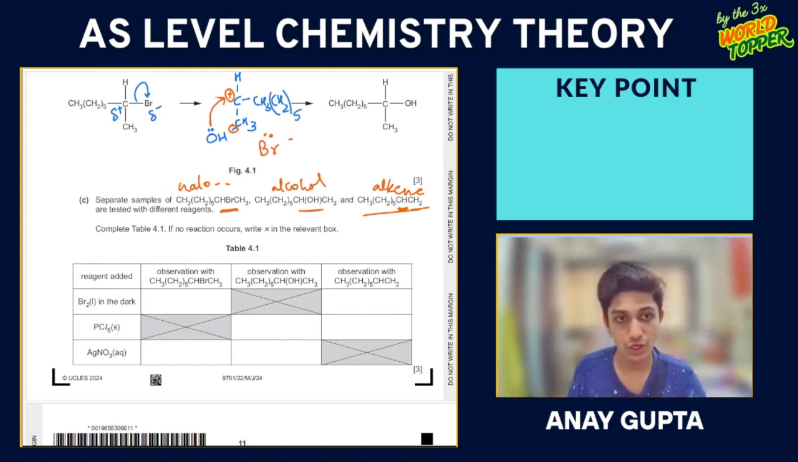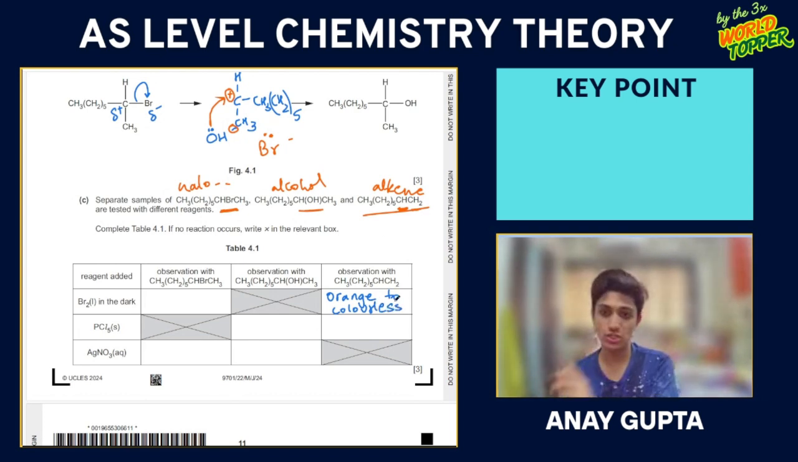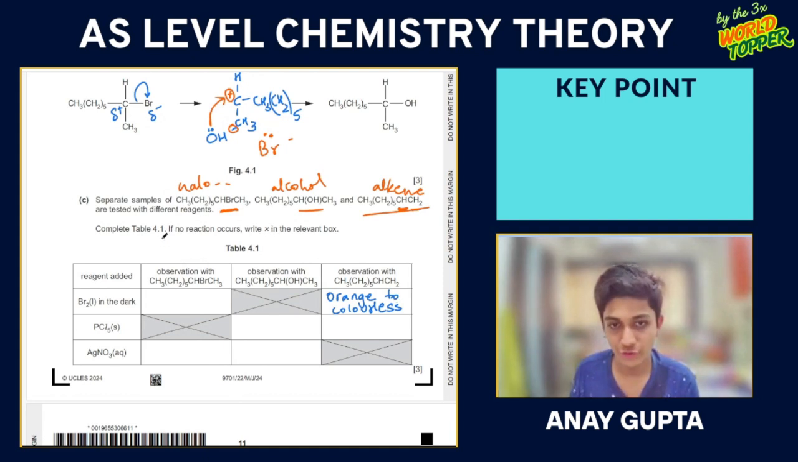So over here we can say that the solution turns from orange to colorless, right? Bromine liquid is orange, and then it will decolorize to become colorless. And here, if no reaction occurs, give a cross. So we can give a cross.